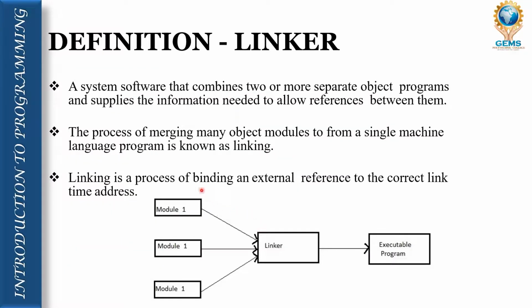Now we will have the definition of linker. Dear students, it's a process of merging many object modules to form a single machine language program. Here please make a note: it's a process of merging many object modules to form a single machine language program. That is called linking. As I told you, there are many object modules. So we have three modules here. These three modules are linked together, merged together, and made into a single machine language program, that is called an executable program, right?